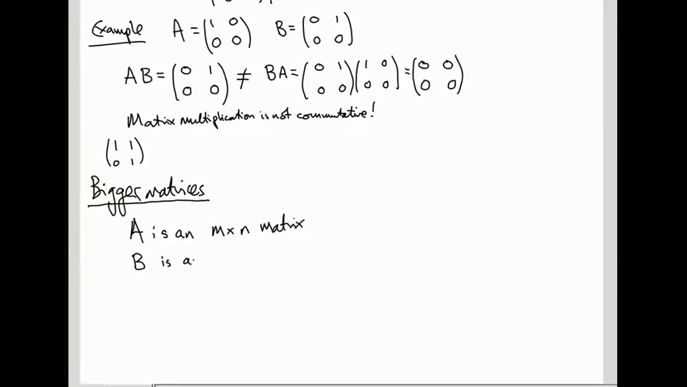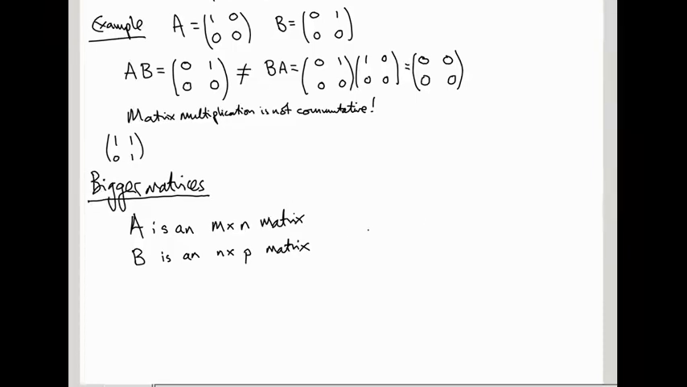an N by P matrix. Remember, this means A has M rows and N columns, B has N rows and P columns. So let's pick particular values just to save our sanity. Let's say M is 2, N is 3, and P is 4.